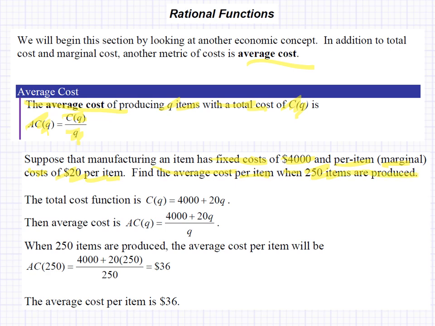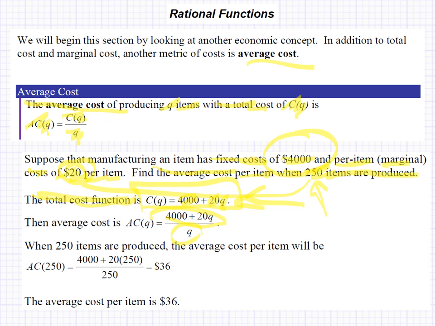So we can look at a total cost function as being the fixed cost plus 20 times how many items we're working with, Q being the number of items. In this case, if Q is 250, then 250 at $20 a pop gives me 250 times 20 plus the original $4,000 of fixed cost, which gives us our total cost. That's why we're using this linear function here. Then we can talk about average cost by taking that function and dividing it by Q.